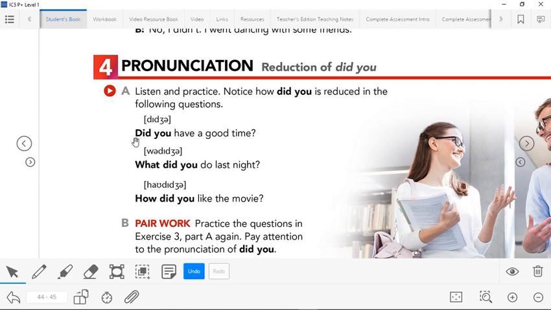Did ya? Instead of "did you," we can say "did ya?" Did ya have a good time? By using this way of talking is how you get to have good fluency or good pronunciation of stuff. Did ya have a good time?